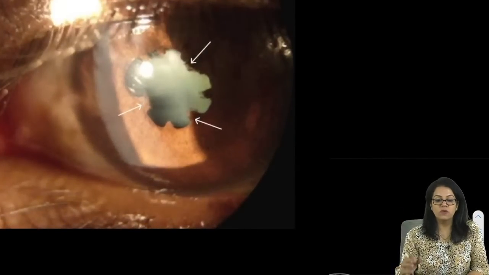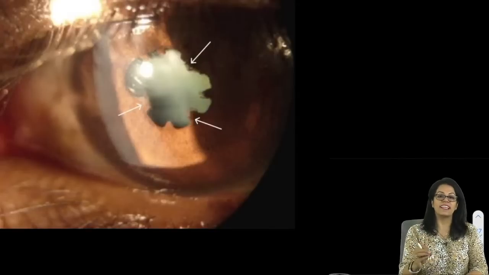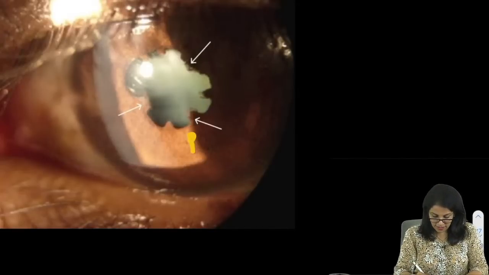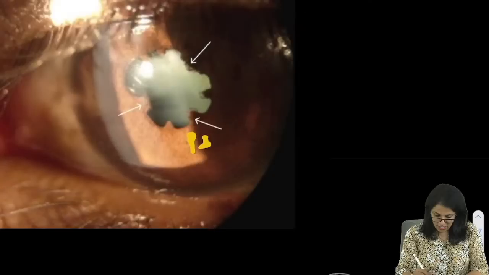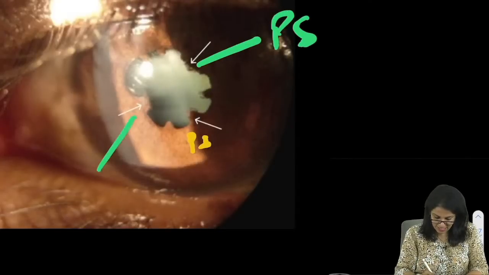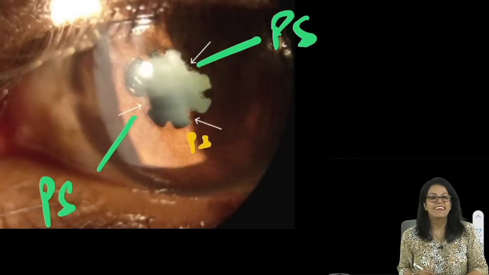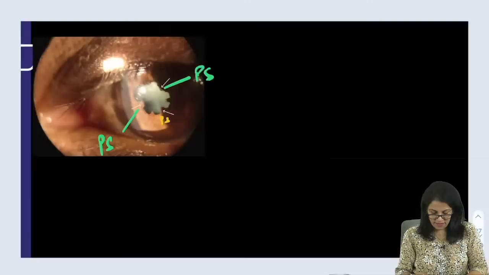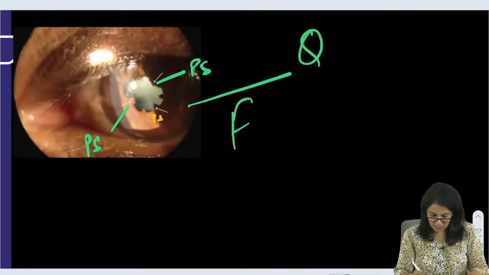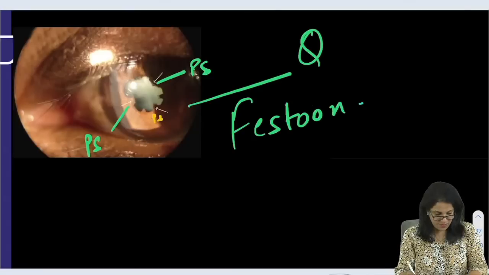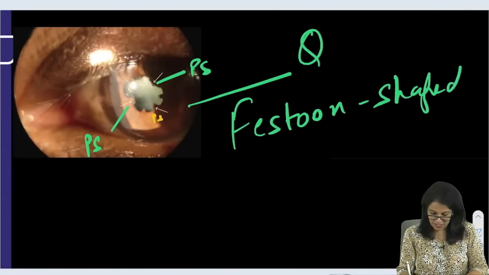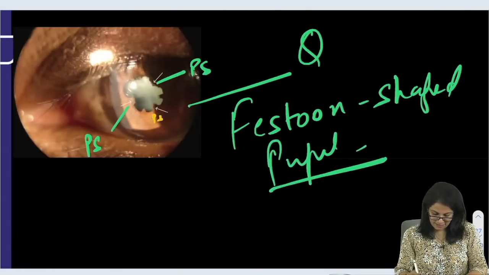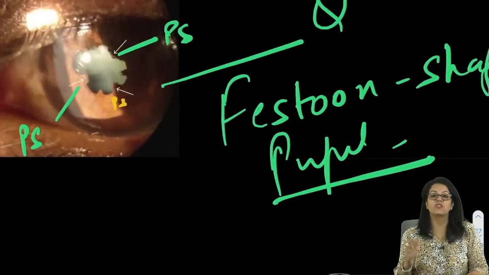The arrows are telling you these are the points which are not moving in spite of dilating. These are the synechiae. Here you have one posterior synechia, here you have one PS, here you have one PS. That is why it is not moving. So, what is the shape of the pupil? Festoon shape. Exam question, this is what is festoon shaped pupil. Again, it is a feature of posterior synechiae.